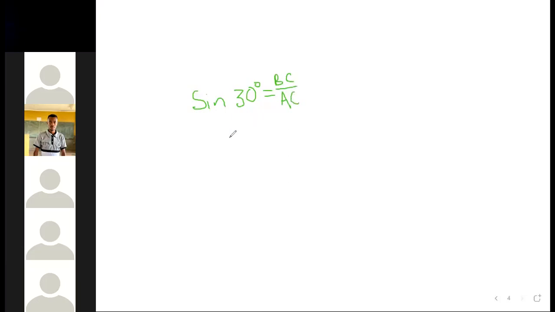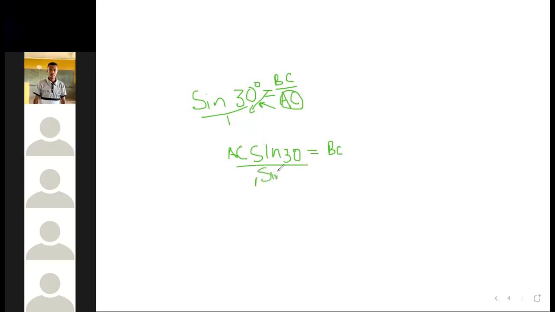Okay. Thank you. So this is all over 1, right? I cross multiply, because I'm solving for AC. So I'm going to say AC sine 30 is equal to BC. So AC, I'm going to divide by sine 30.